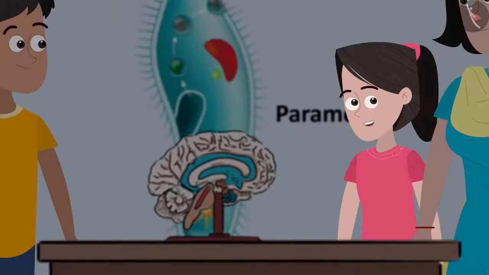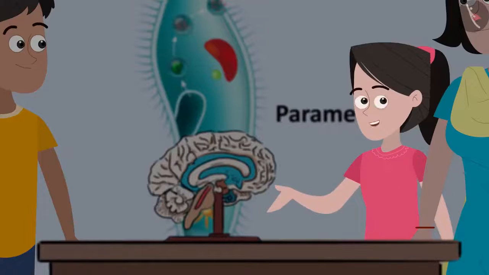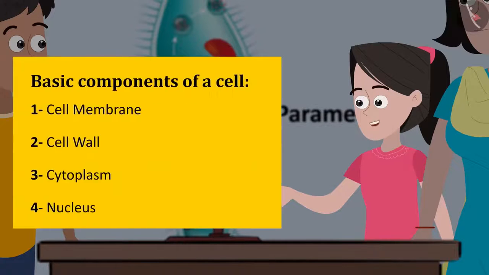Friends, you just listed out the components that are present in the plant and in animal cells. Can you refer to page number 93 to 96 of your textbooks and list out the functions of the following? Basic components of a cell are cell membrane, cell wall, cytoplasm, nucleus.